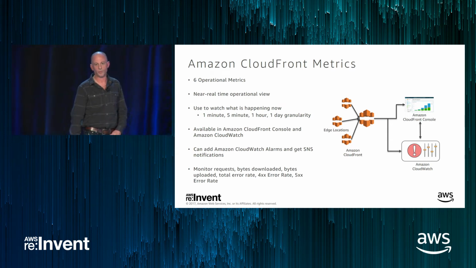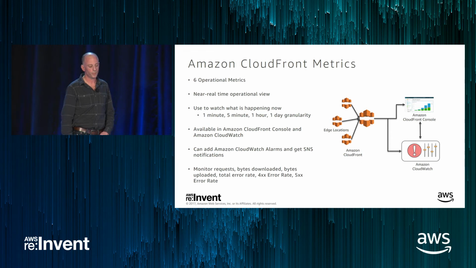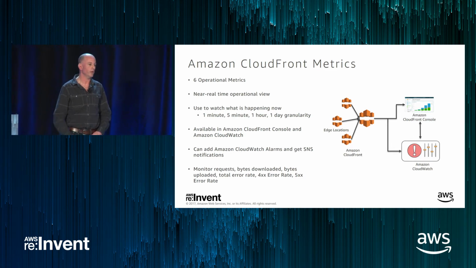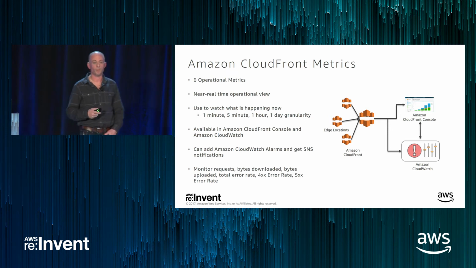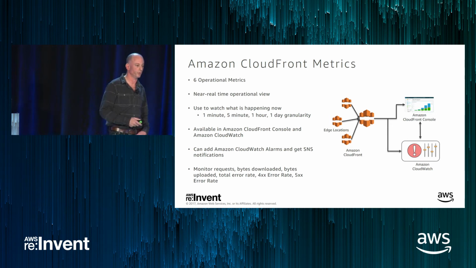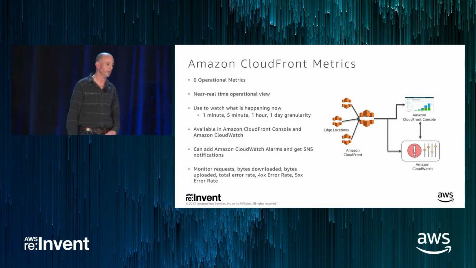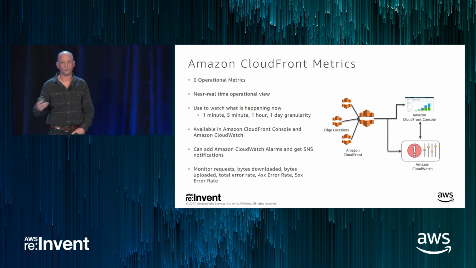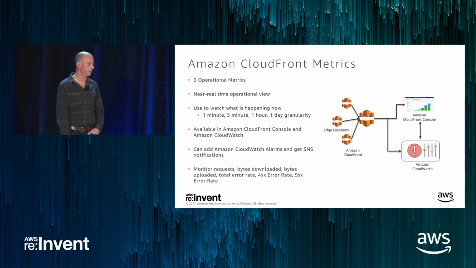CloudFront also provides you with 6 operational metrics. These are near real-time metrics that are intended to give you a right-now view of what's happening in your service. For example, using the 1-minute granularity, these metrics are available to you about 2 minutes after the request lands on our servers: 1 minute to aggregate the data and 1 minute to ship it to CloudWatch.